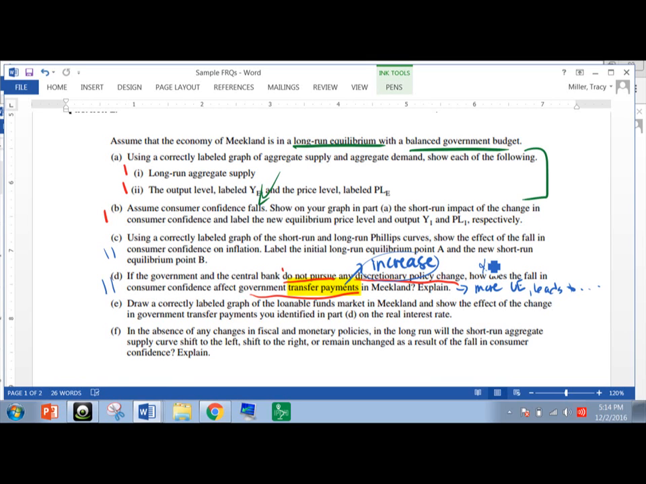Next. Oh, the loanable funds. Here she is. Okay, so draw a correctly labeled graph of the loanable funds market in Meekland. Show the effect of the change in government transfer payments you identified in part D on the real interest rate. Well, in order to do this, I must have to know something about the budget. And if we go back up to the beginning of the question, we had a balanced budget. So now, if the transfer payments are going to increase, then we must be having more government spending. And we currently have a balanced budget. So how are we going to afford increased government spending? We're going to have to borrow money.